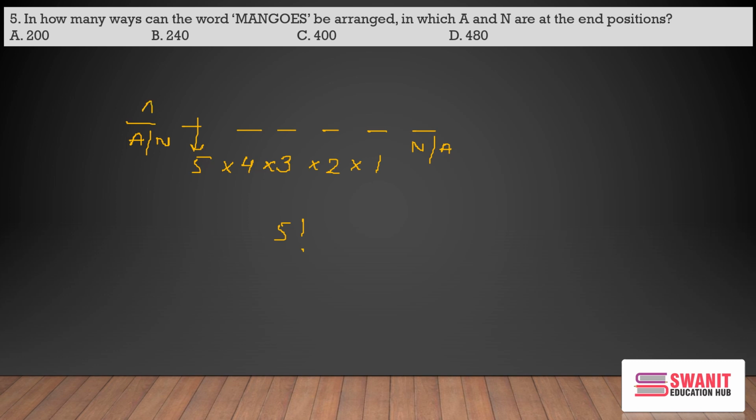But A can come here and N can come at the last place. Similarly, N can come here and A can come at the last place. So therefore, there are 2 such possibilities. And hence, my value is 5 factorial, that is 120, multiplied by 2, that is 240, becomes my answer, which is option number B. A very easy question. That's how Deloitte tests the students on the basis of quant and the reasoning segment.